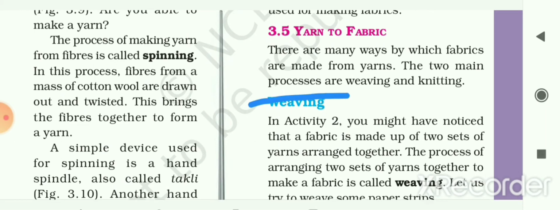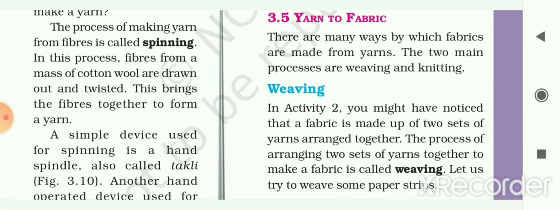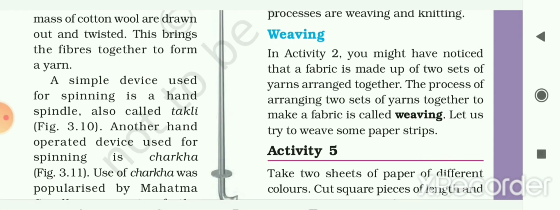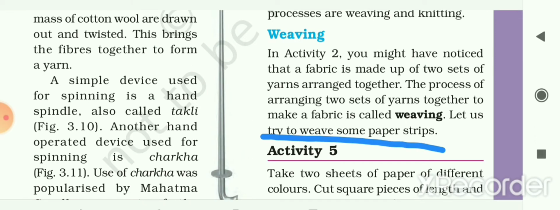There are many ways by which fabrics are made from yarns. The two main processes are weaving and knitting. The first process is weaving. In the previous activity, you had seen that by pulling out a thread from the fabric, you will get the yarn. In this activity, you might have noticed that a fabric is made up of two sets of yarns arranged together. The process of arranging two sets of yarns together to make a fabric is called weaving.